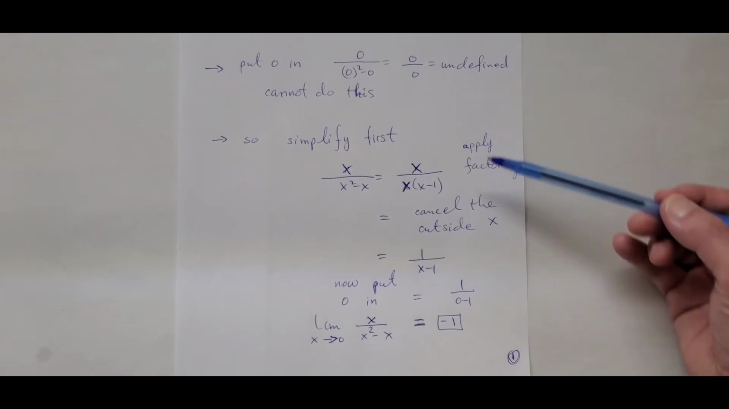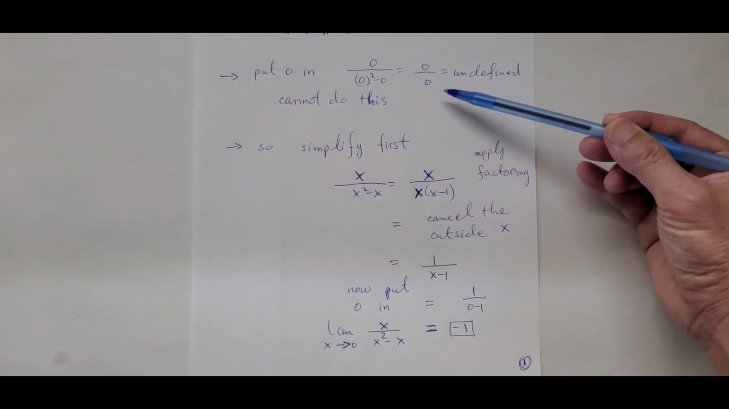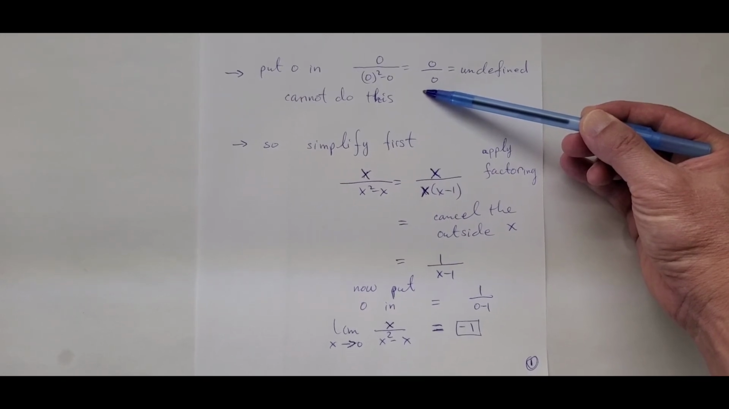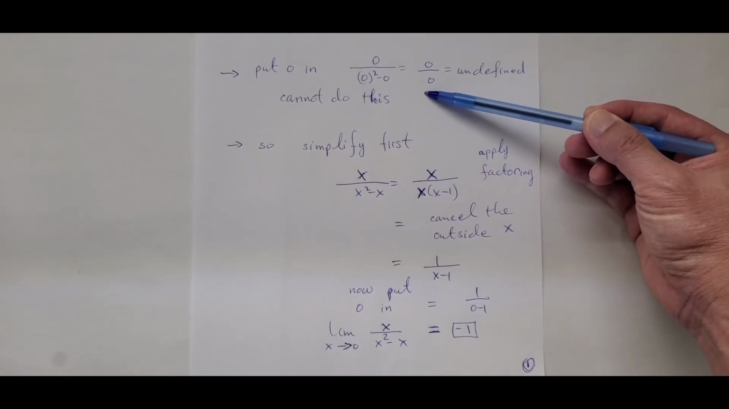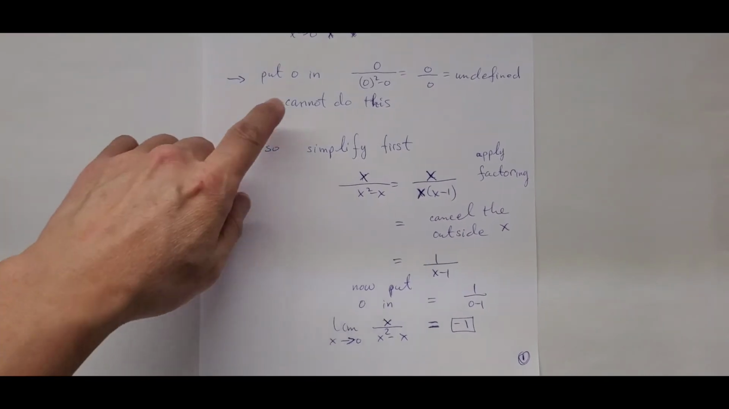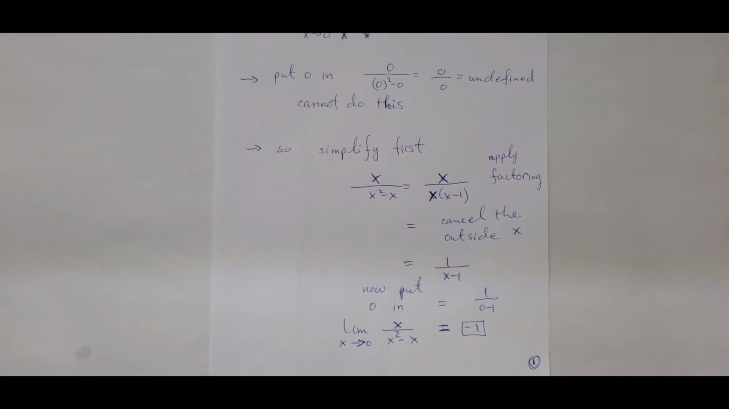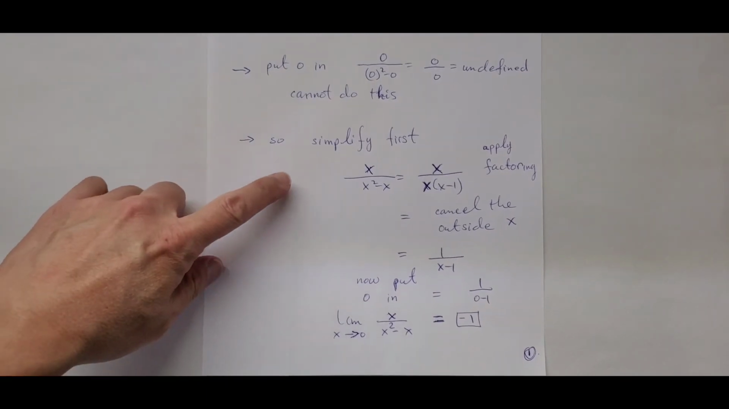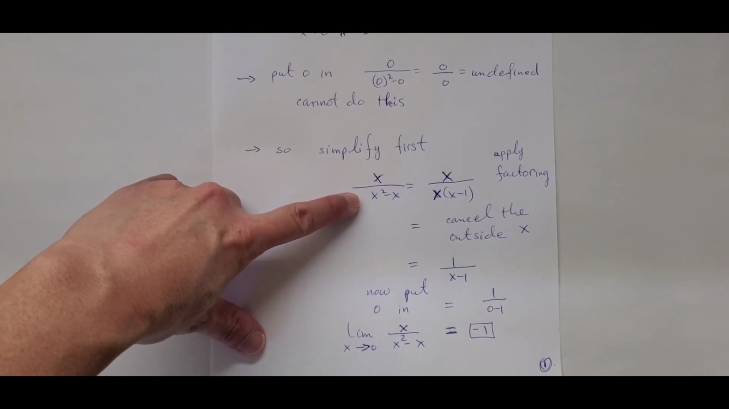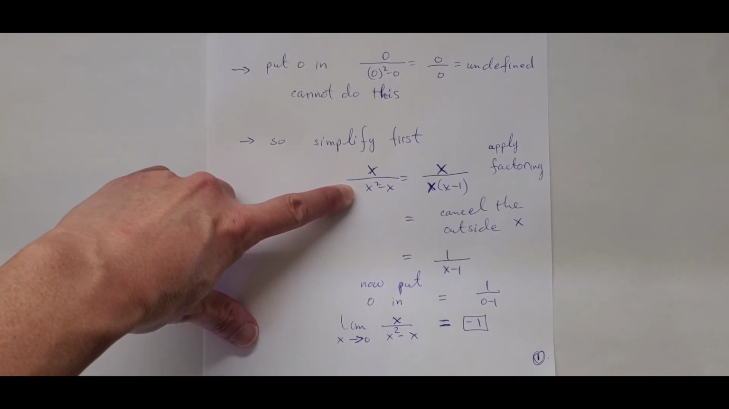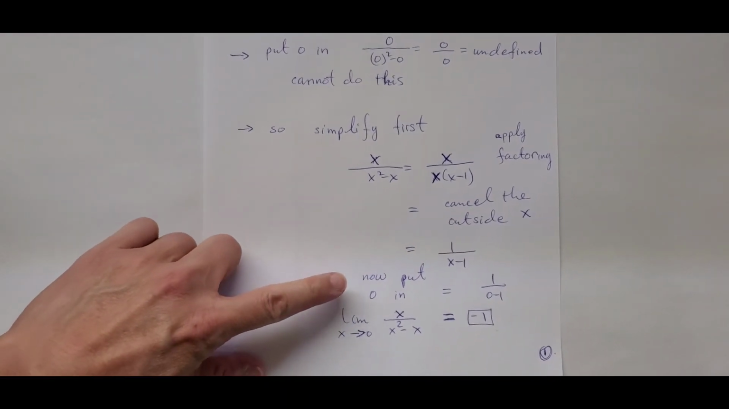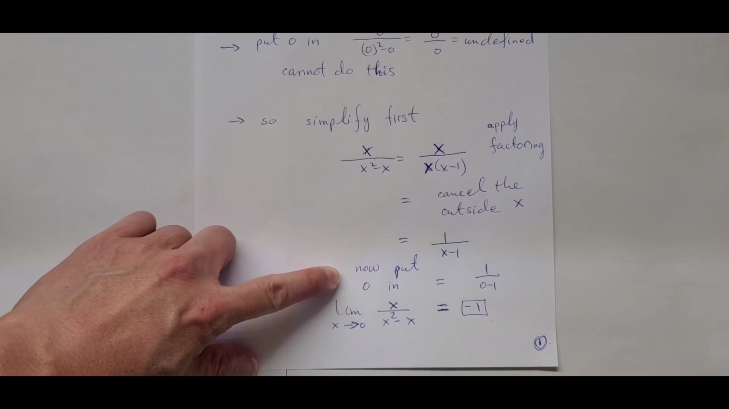What we did earlier up here was the first method. However, that method won't work all the time when you plug in. So make sure that you start applying the factoring. Factoring means start getting rid of the extra x's. After that, you can use the first method again by plugging the 0 in.